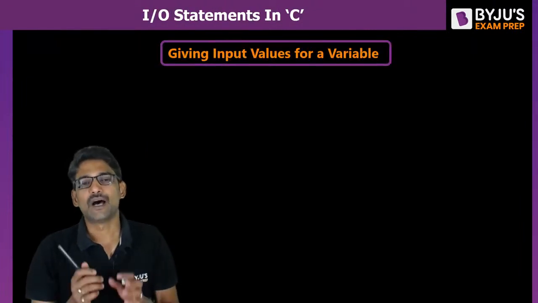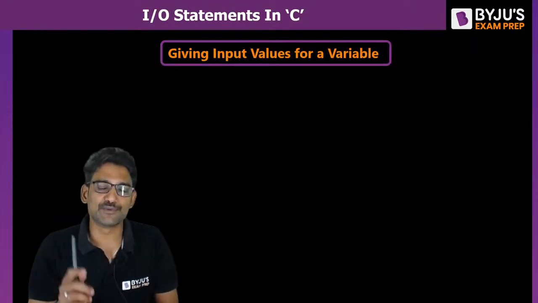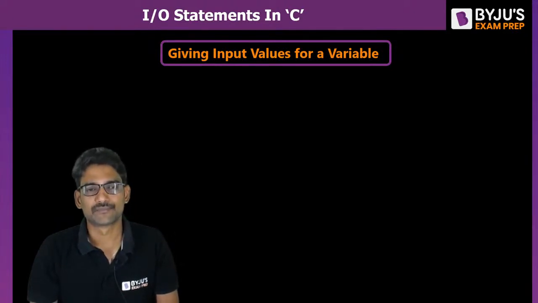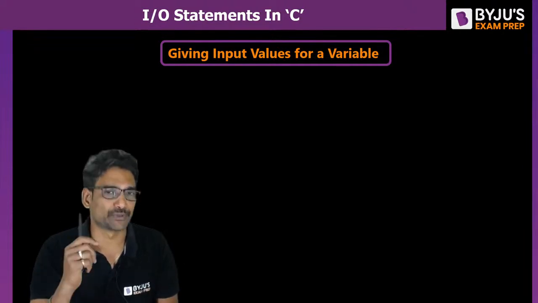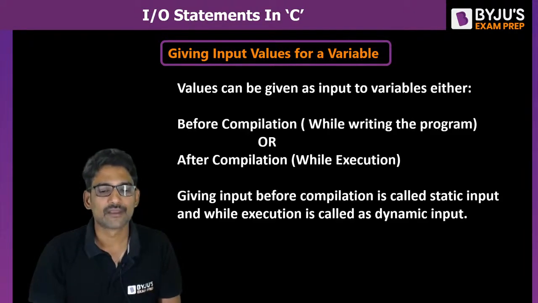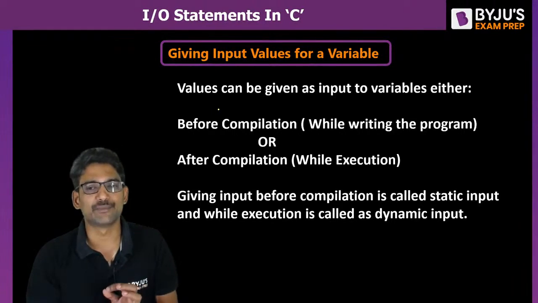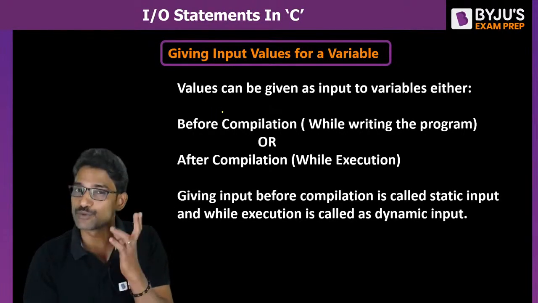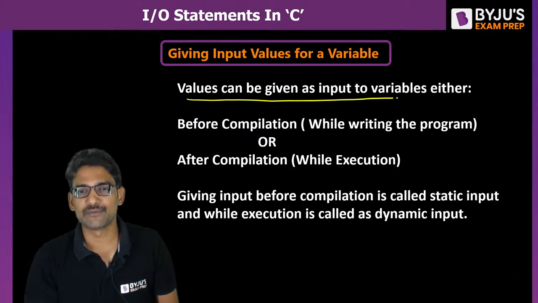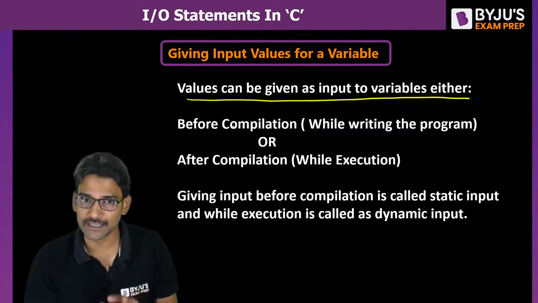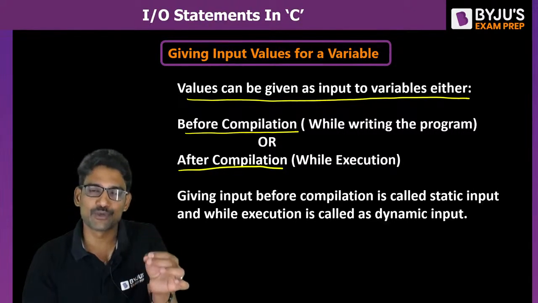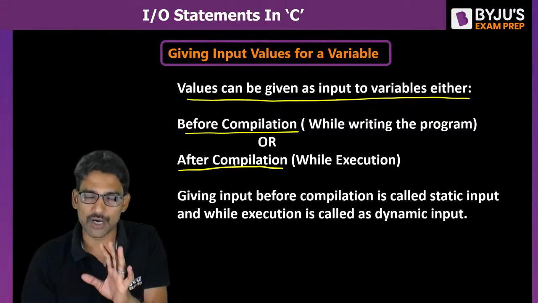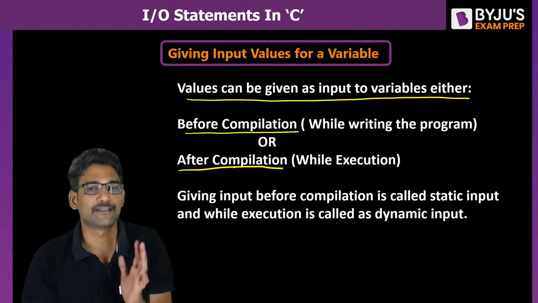First of all, how we can give input values for the variable. We would like to give some value for the variable. That is what input is. Values can be given as input to variables in two ways: either before compilation or after compilation. Before you compile, you may give the input, or after compile, you may give the input.